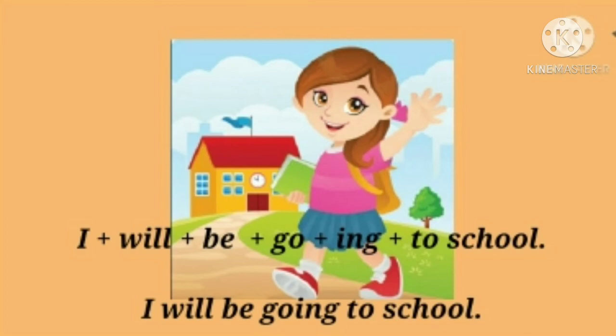Then after that I will add will, because it is in the future. Then I will add be. Then I will write my verb 1. After that I add ing, and last comes my object. So the sentence formed will be I will be going to school.